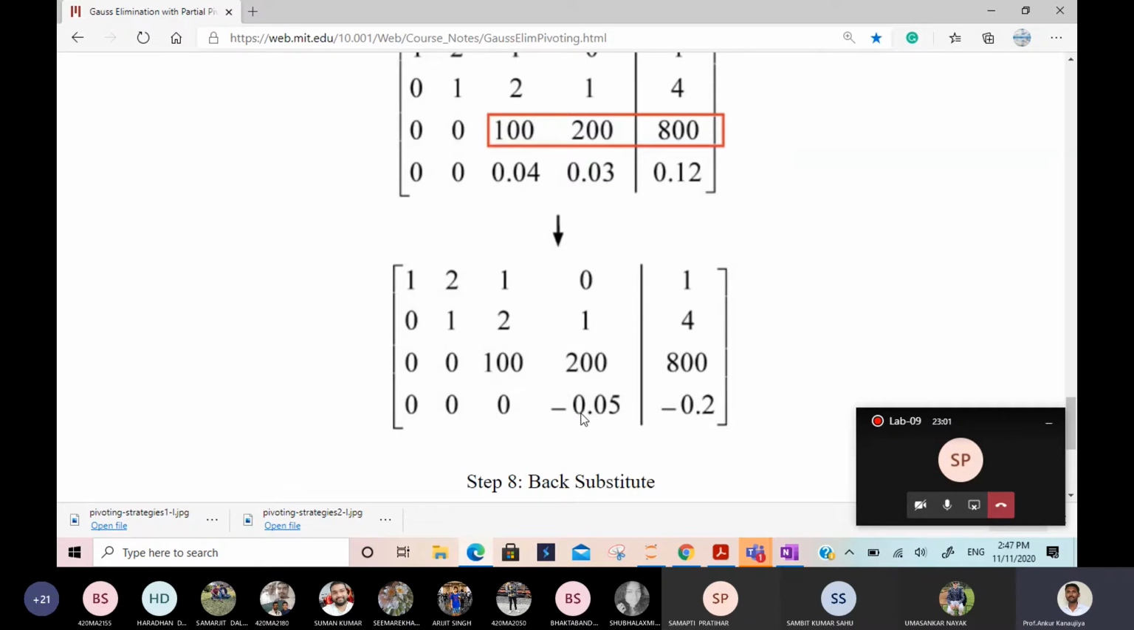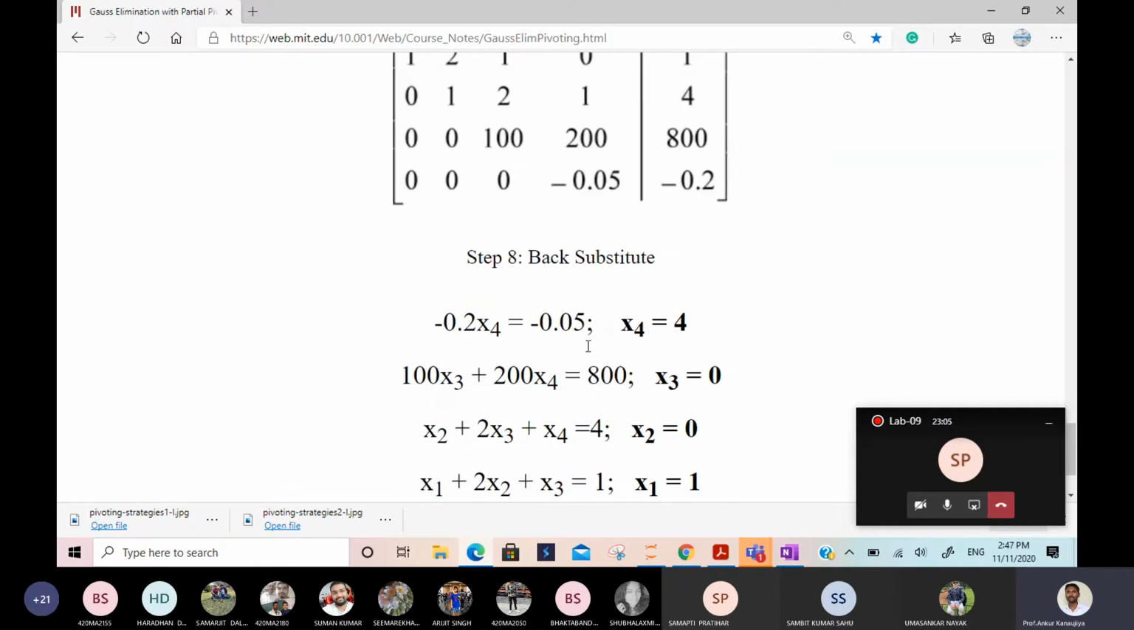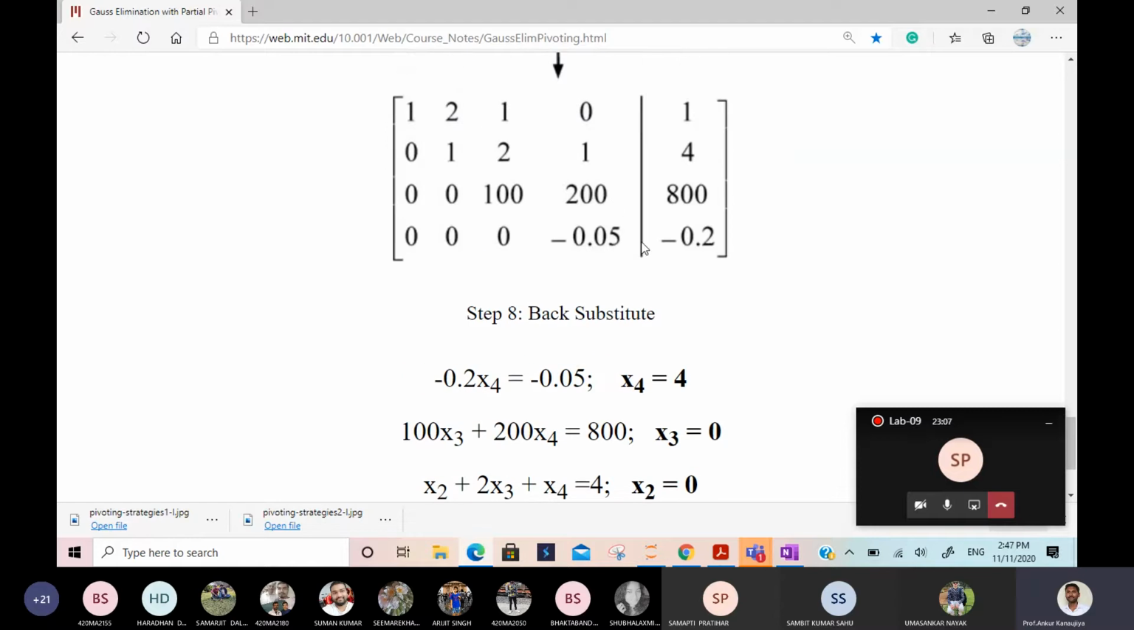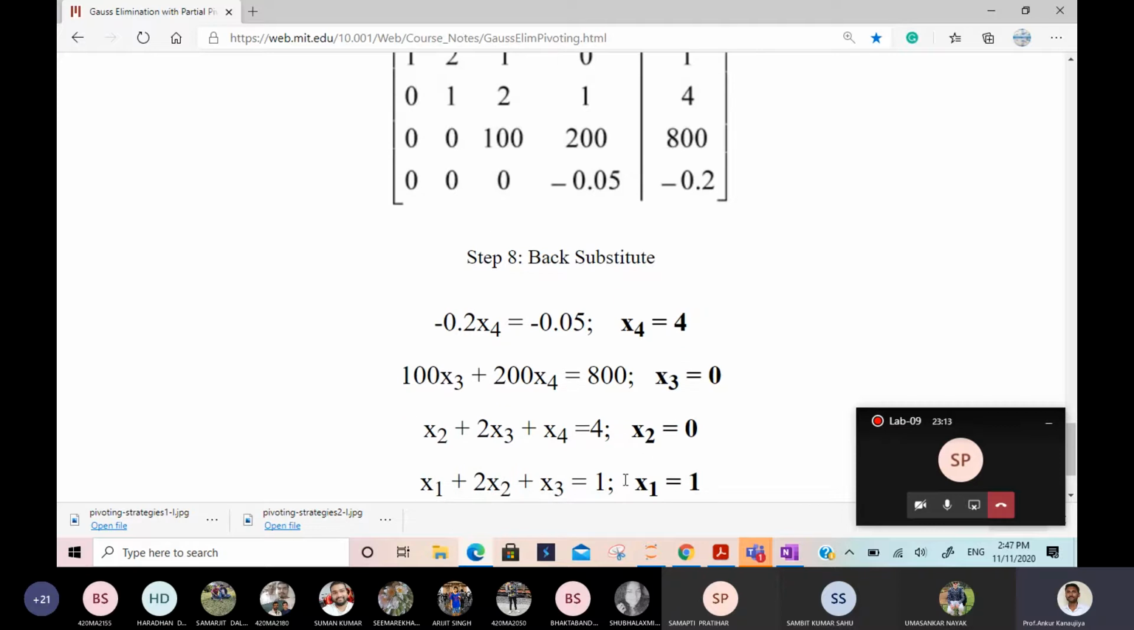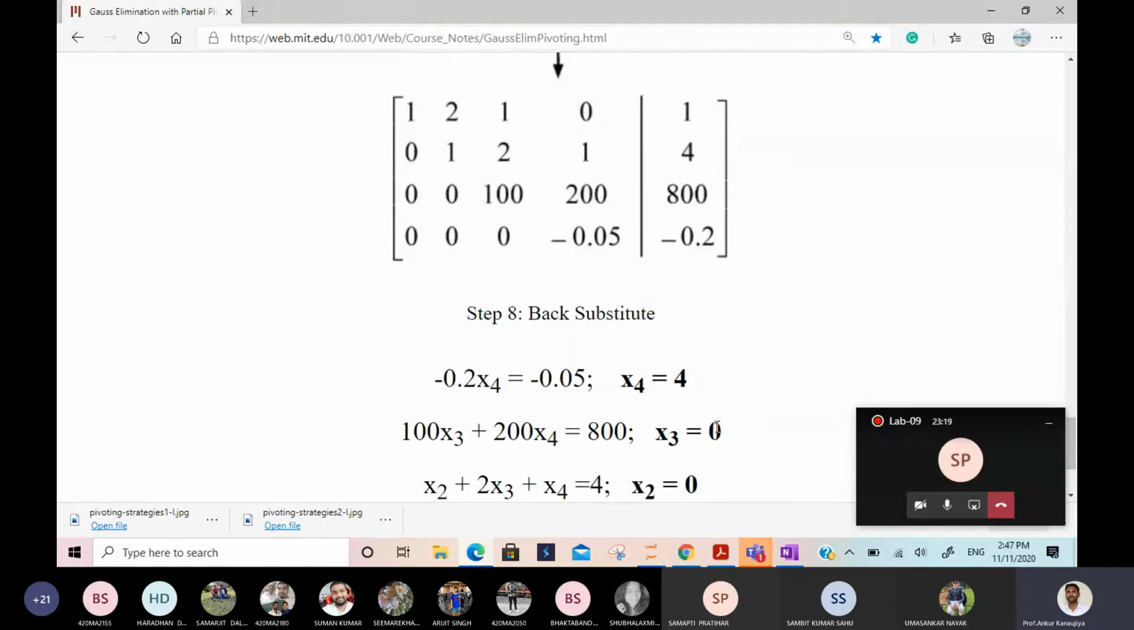So we got the upper triangular matrix. Then we'll perform the row operation. We'll perform backward substitution. We'll first find x4. Then we'll put x4 here. We'll get x3 is 0, x2 is 0, and x1 is 1. So is it clear to everyone? What is partial pivoting?